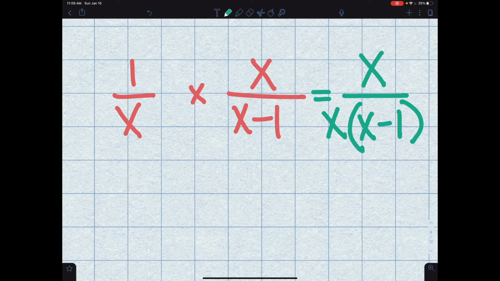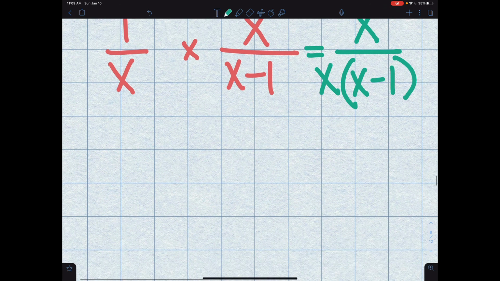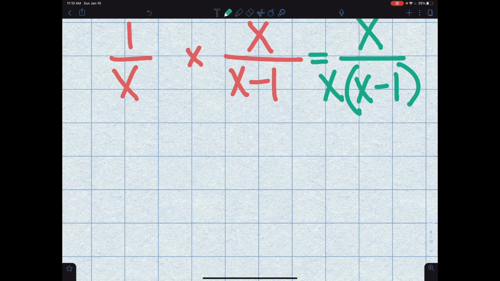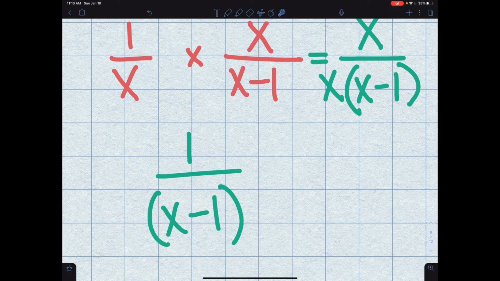Okay, so this is the correct answer. I did everything right, but check it out. There's something I can cancel. I've got an x on the top and an x on the bottom. Now, it doesn't mean that there's a 0 on top when I cancel those out, right? What it means is there's a 1 on top because that's basically x over x, right? So I've got a 1 on top and just that x minus 1 on the bottom. So this cancels out. Okay, so now that's the answer. All right, easy peasy. Let's do the next example.